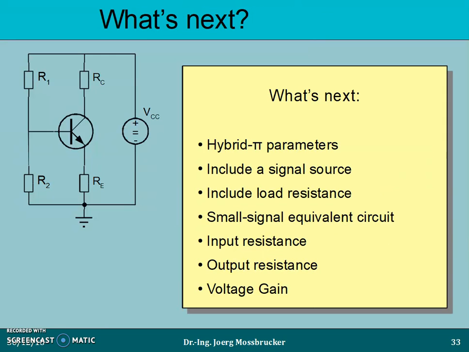Okay, what are we going to do next? Let's look at the hybrid pi parameters and how those change. Let's include the signal source. Let's include the load resistance. Let's look at the small signal equivalent circuit. Let's determine the input resistance, the output resistance, and finally the voltage gain.